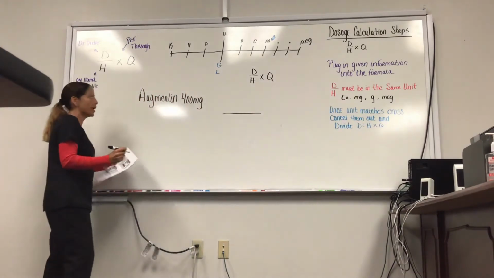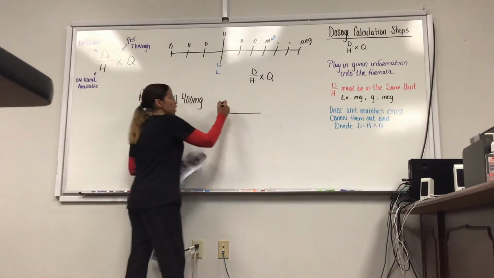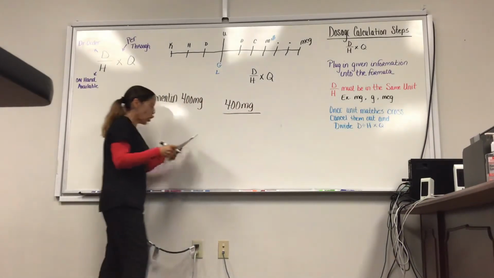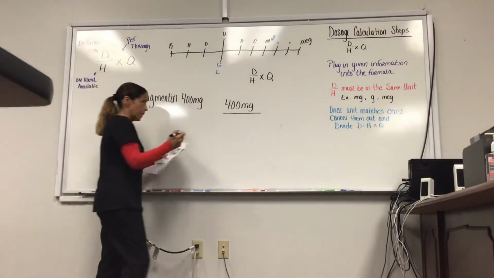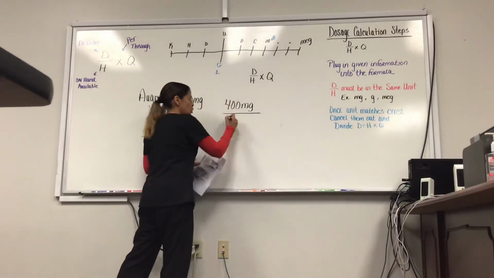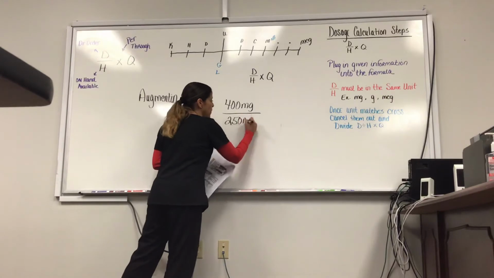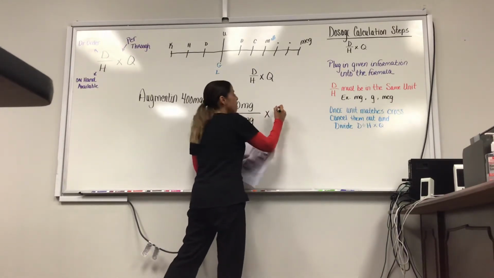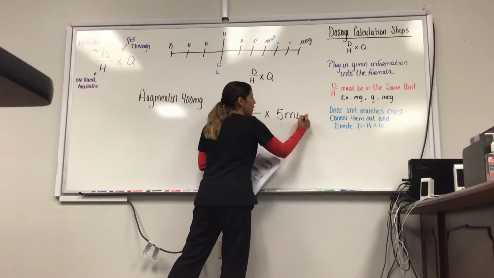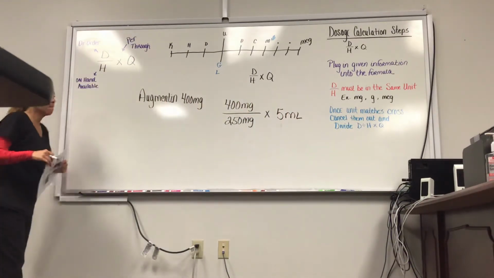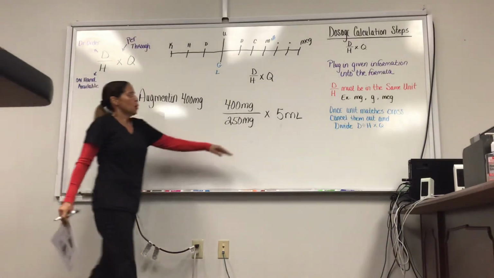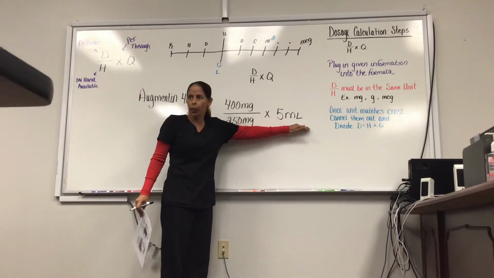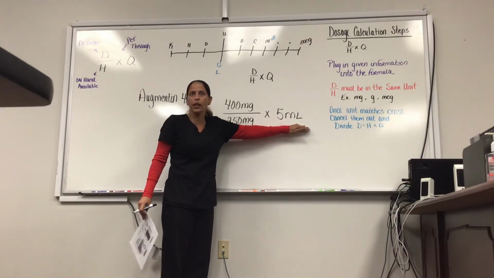So what is desired? 400 milligrams, correct? Yes. All right. And then what do we have on hand? 250 milligrams per what? Per 5 mLs. When you see mLs, now you know you're working with a liquid base, so we're talking more of a volume.